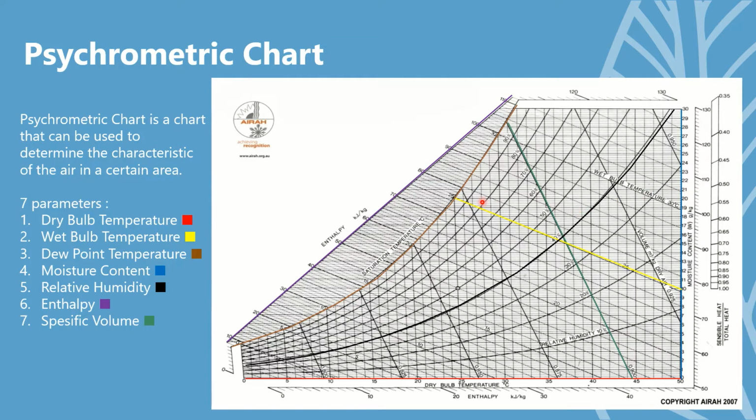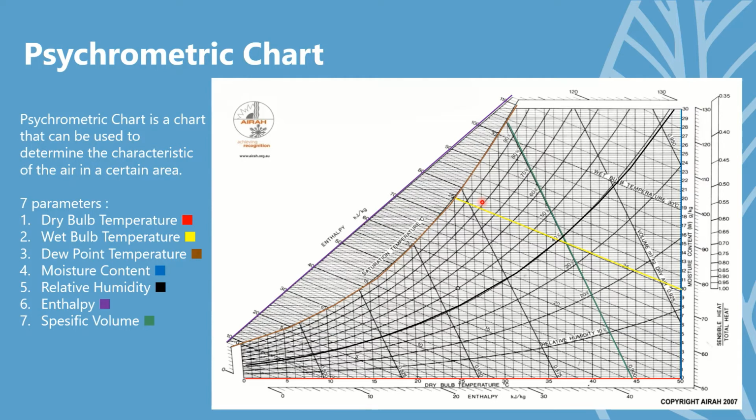The correlation between temperature, moisture content, and relative humidity is that the higher the temperature, the more moisture content can be held, and relative humidity will decrease.